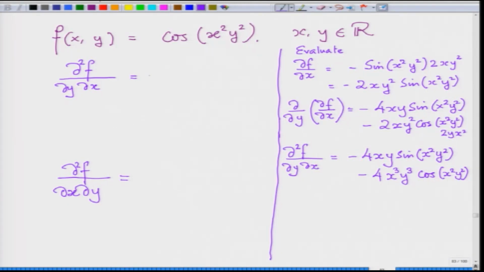So, let me write it down as minus 4 x y sine of x square y square minus 4 x cube y cube into cosine of x square y square. Let us see whether this matches or not. If it does not match, maybe my calculation is incorrect or it does not match, it may not always match. So, let me do the other part here.